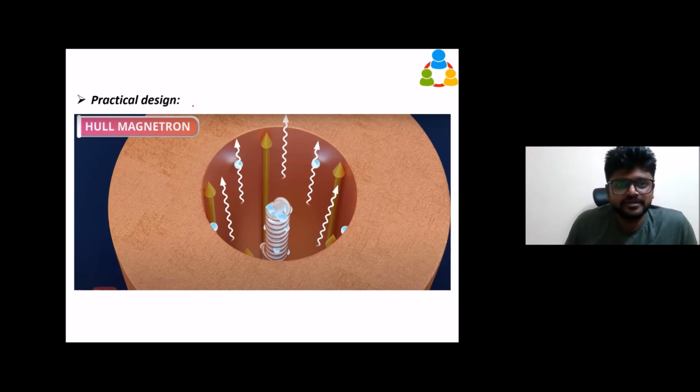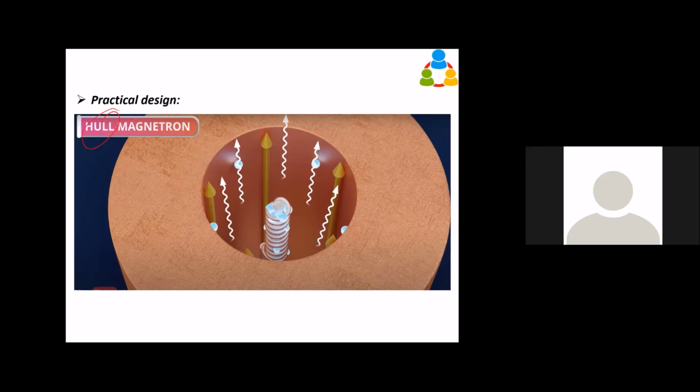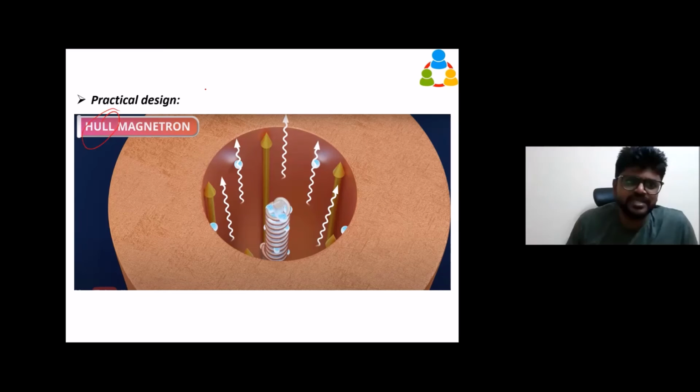Okay, guys. So this is called the Hull magnetron. Hull is not some noun, it's the name of a person, Albert W. Hull, who invented this Hull magnetron.